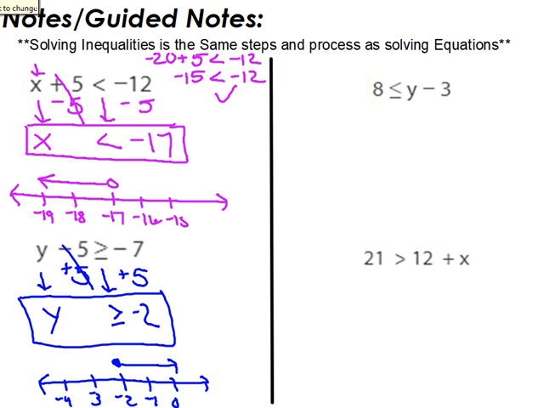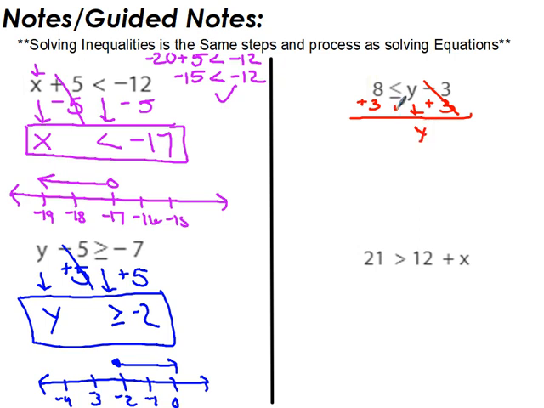So y minus 3. I want to get the y by itself. So I have 8 is less than or equal to y minus 3. I'm going to do the opposite, because I have to get rid of the minus 3 so I can get y by itself. So I'm going to do plus 3 on both sides. Those cancel. I'm left with y is greater than or equal to 8.